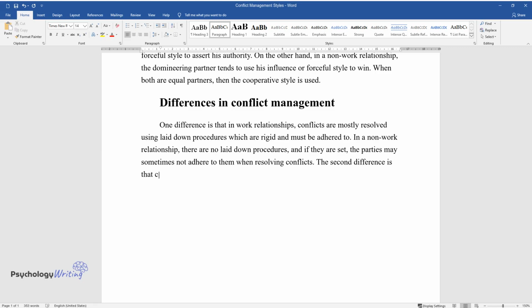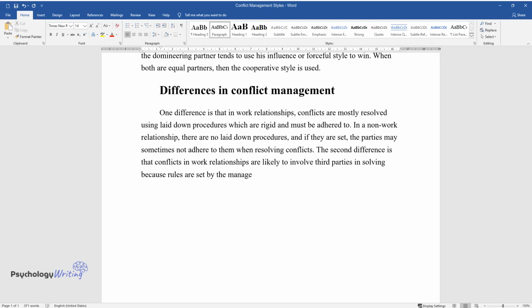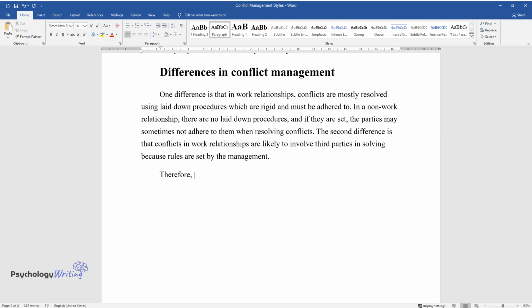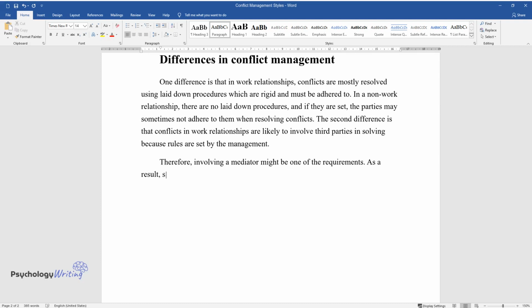The second difference is that conflicts in work relationships are likely to involve third parties in solving because rules are set by the management. Therefore, involving a mediator might be one of the requirements. As a result, such conflicts have a high chance of being resolved using the forceful style.